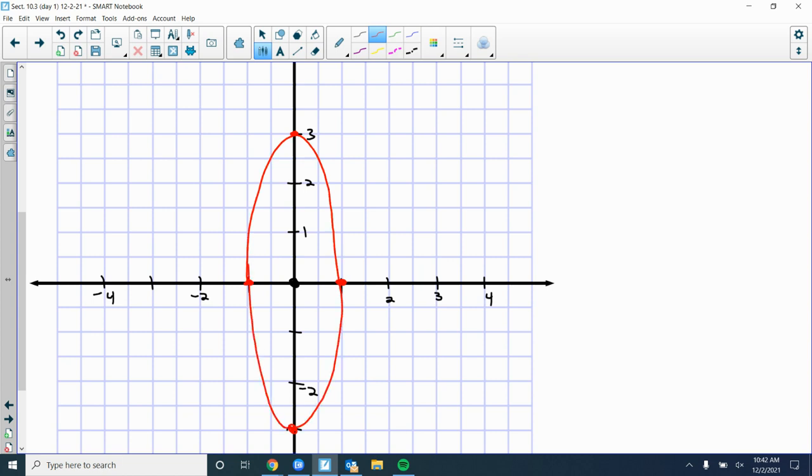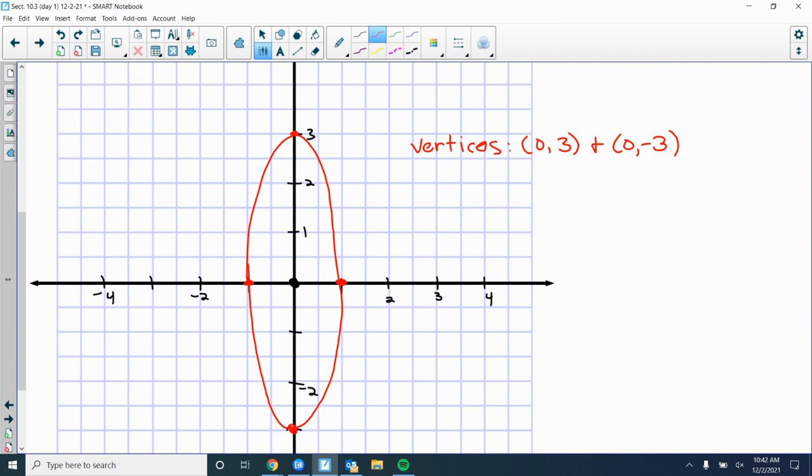Okay, so there's your ellipse. You've got a nice vertical ellipse. It goes up 3, to the right 1. Now, what are our center and vertices? We already listed our center. The vertices are on the major axis, and those will be 0, 3 and 0, negative 3.